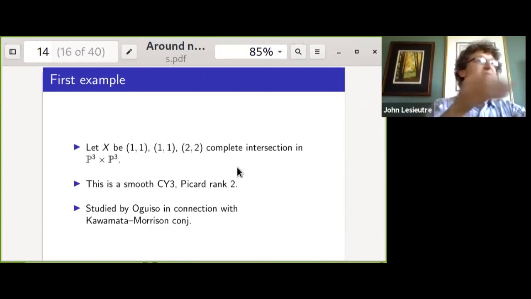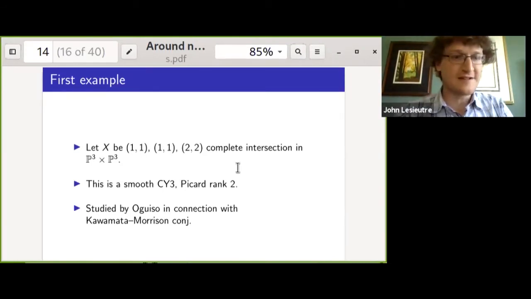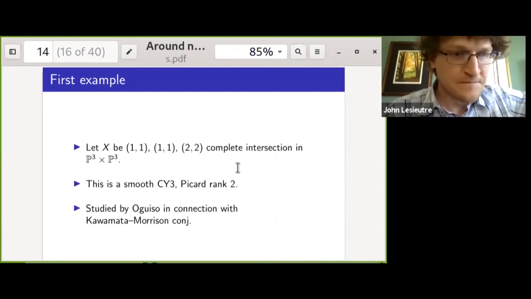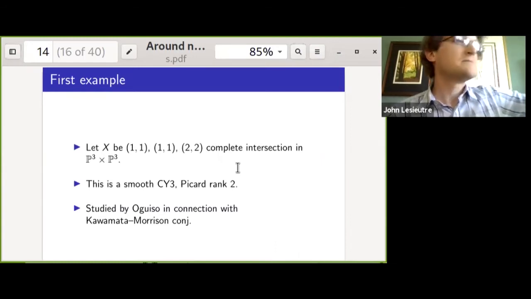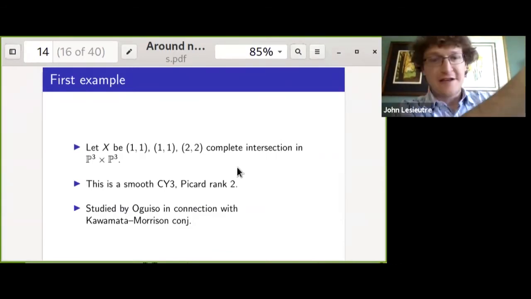Sorry, let me try again to get my picture up, because I want to draw you a picture of what the pseudo-effective cone of this thing looks like. Sorry, it just logged me out for waiting too long. I'm almost there, sorry. Any questions while I pull up my camera again?